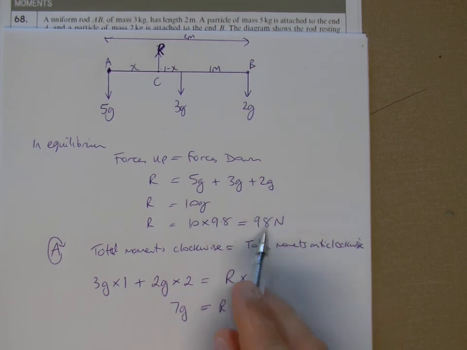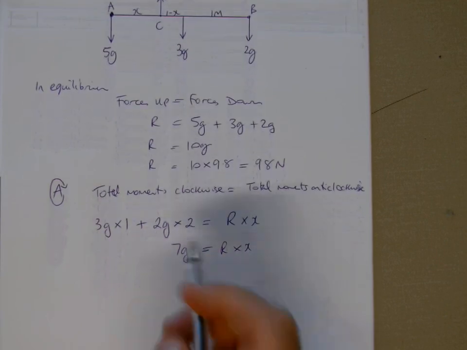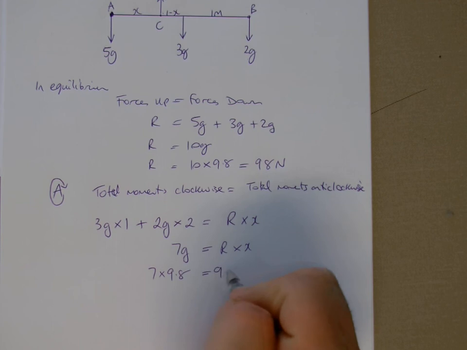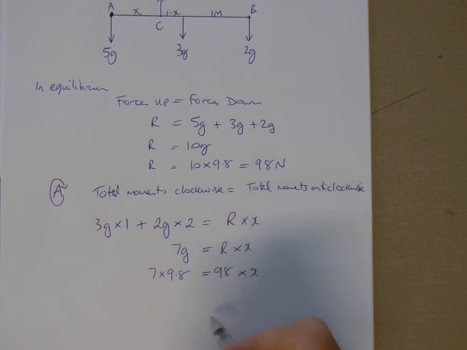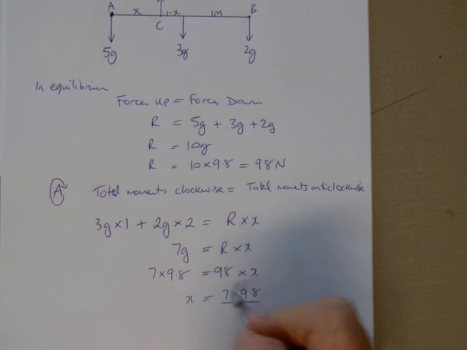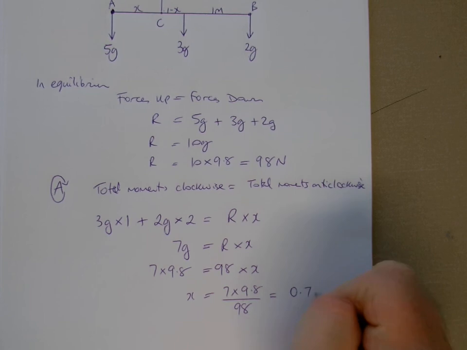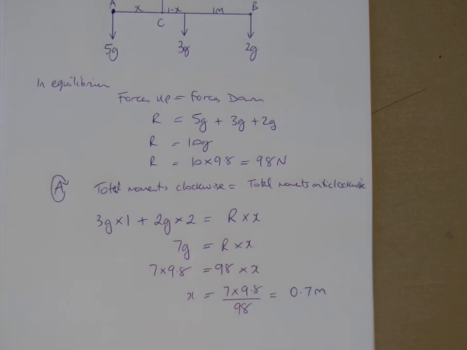But of course we know R is already 98, and G of course is 9.8. So then to get X, you just do 7 times 9.8, we'll work that out in a minute, and of course take that 98 over and divide. We get X to be 0.7 meters.